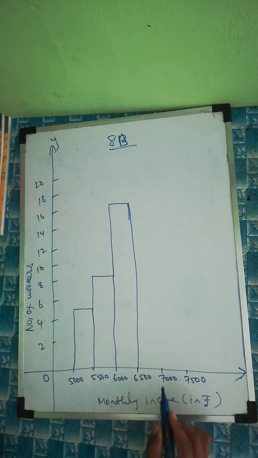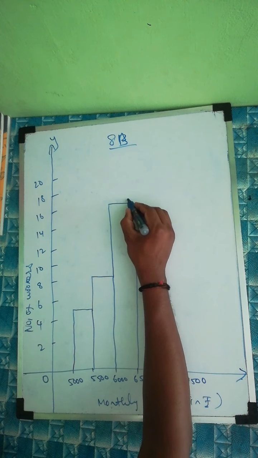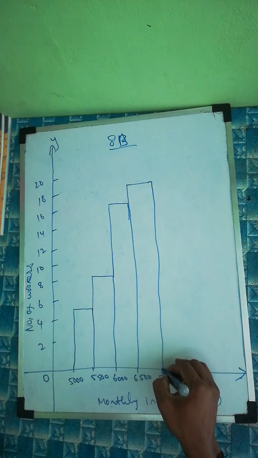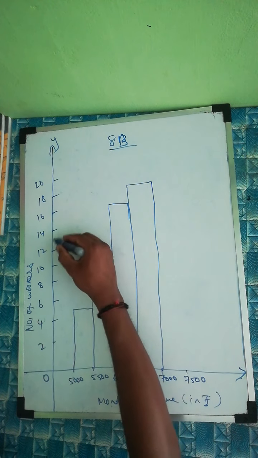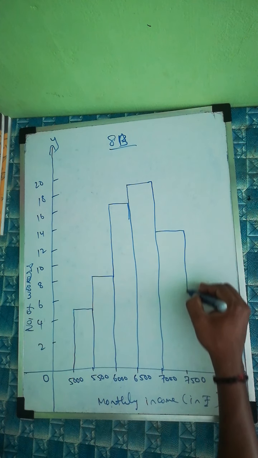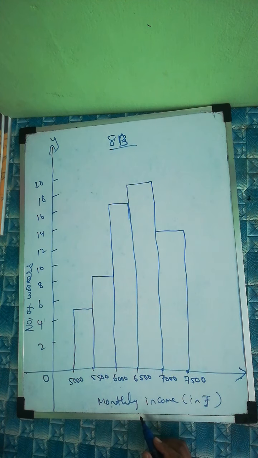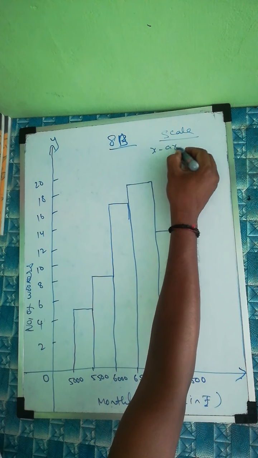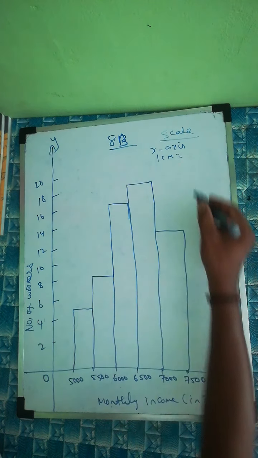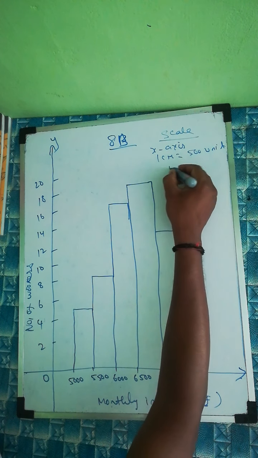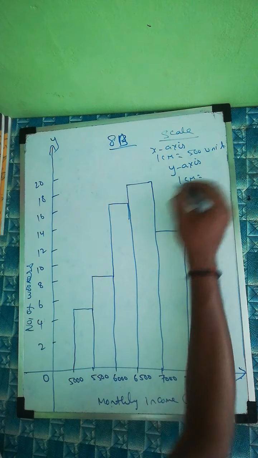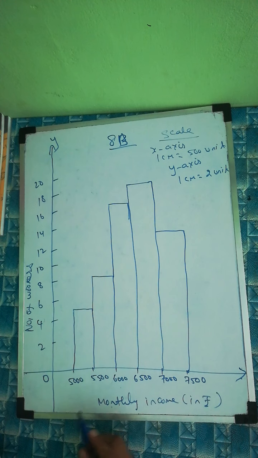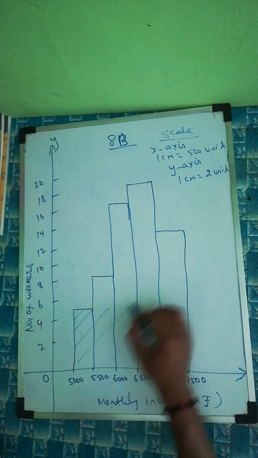Next one is 6500 to 7000 is 18, so from here we can start. 18 is just one box. The last one is 13, so between 12 and 14, the middle one is 13. Now for this histogram, you write the scale. X-axis, 1 centimeter is 500 units, and y-axis, 1 centimeter, since I'm taking 2, 4, 6, 8, I'm writing 2 units. If you take 1, 2, 3, 4, then you write 1 unit. So that's over for histogram, and you just shade it like that.